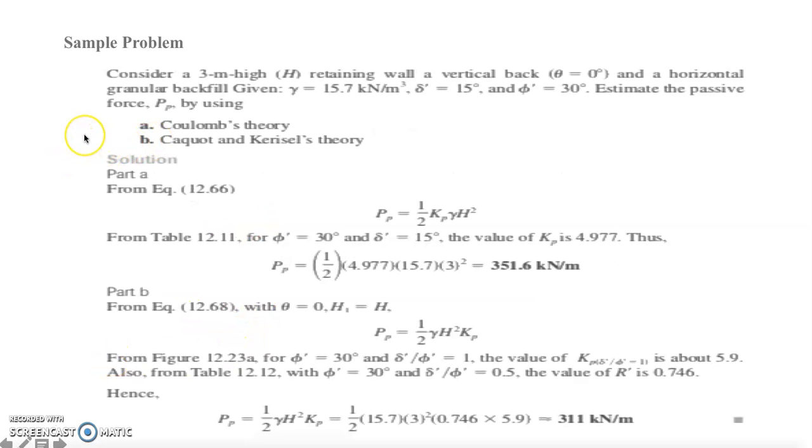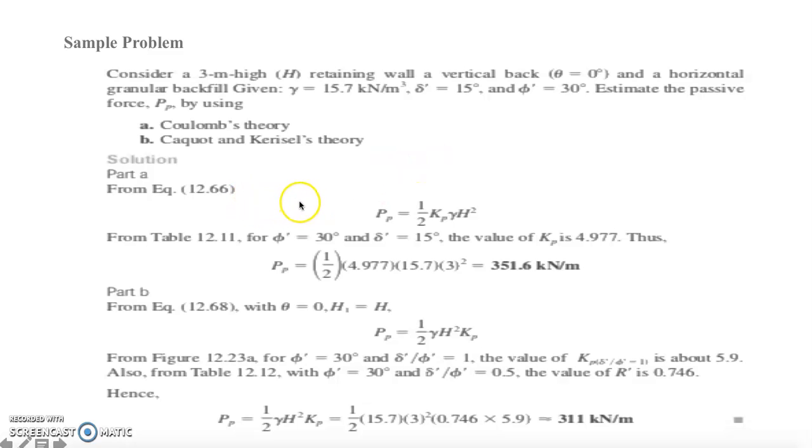Okay, we have here a sample problem with a retaining wall having a height of 3 meters and a vertical back, which is theta equal to 0 degrees, and we have a horizontal granular backfill. Our gamma is 15.7 kilonewton per cubic meter. Small delta is 15 degrees and phi prime is 30 degrees. So we're going to estimate our passive force P sub P using Coulomb theory and Kakot-Keresel theory.